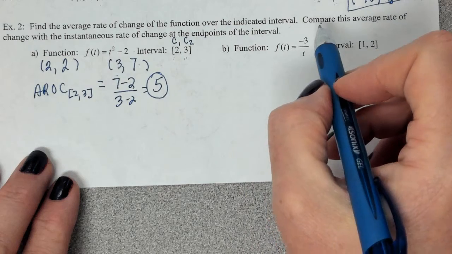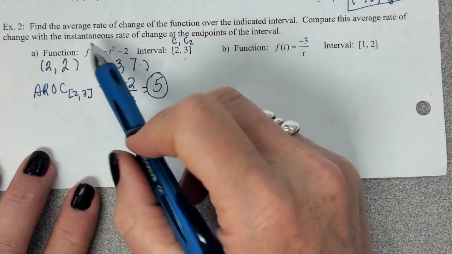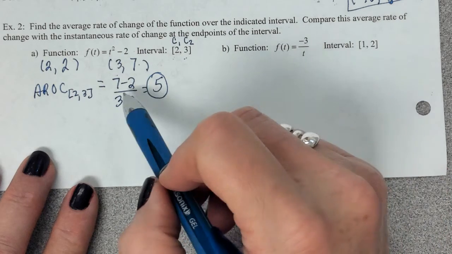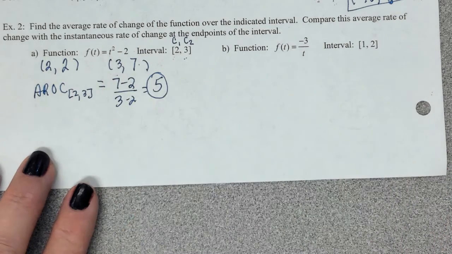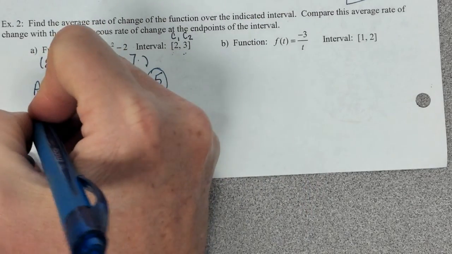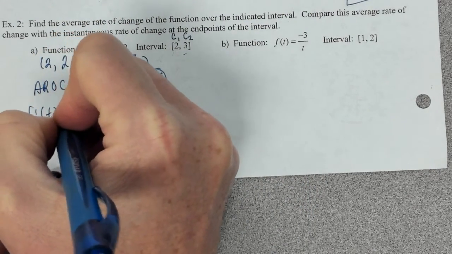Now the second part of the problem says compare this average rate of change with the instantaneous rate of change at the endpoints of the interval. How did we say we find instantaneous rate of change? Derivative, right. So I have to find the derivative of this function. So f prime of t.